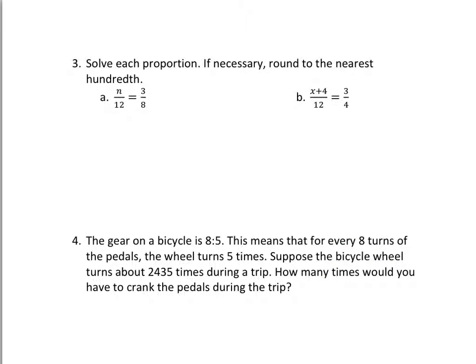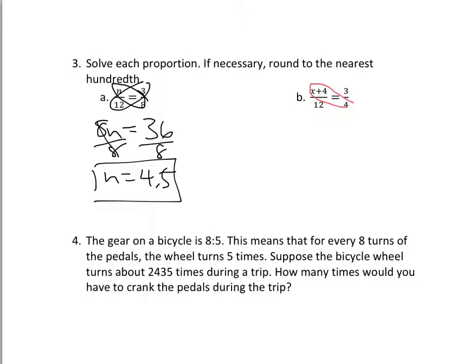Now we're going to actually use these proportions to solve for a variable. When you cross multiply here, we cross multiply every time we see a proportion. We get 8 times n equals 12 times 3, which is 36. Divide by 8 to get n by itself. The answer is 36 divided by 8, which is 4.5.